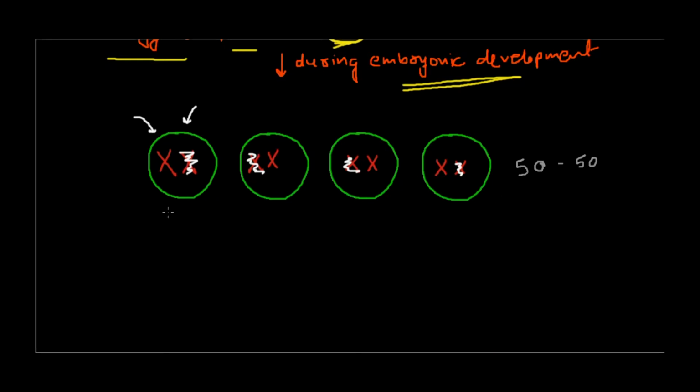Now, whatever cells are produced from this, the daughter cells, they also would have only one active X chromosome and one inactive X chromosome. Say, for example, in this cell the paternal X chromosome has been inactivated, it will stay inactivated in the daughter cells also. Alright, so this is going to stay throughout adult life. Once it is inactivated, it is going to remain in this particular state only.